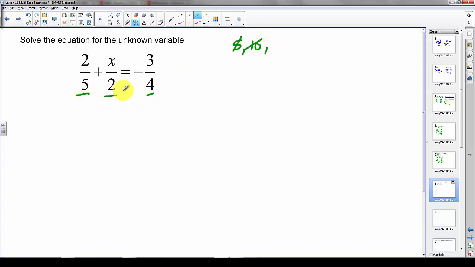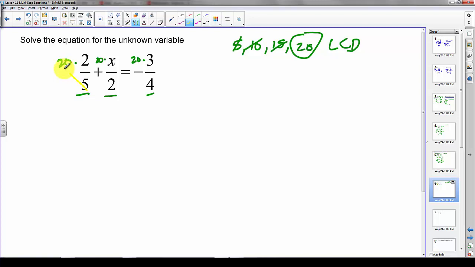Then I try again, and I say, well, how about 15? 2 doesn't go into 15, that's not going to work. I go to 20, 5 goes into 20, 2 goes into 20, 4 goes into 20, so that's my LCD. And I'm going to multiply each term by 20. I'm going to write it in this way. 20 here, 20 here, 20 here.